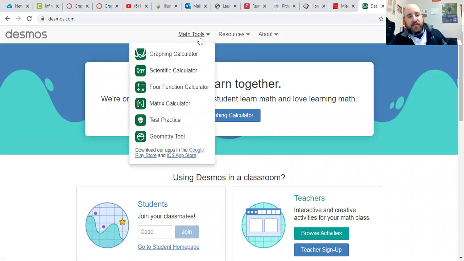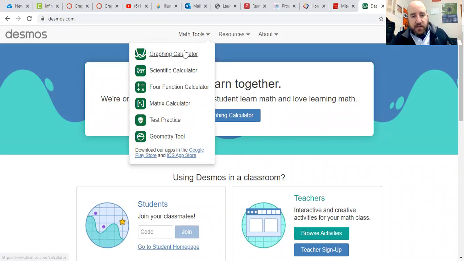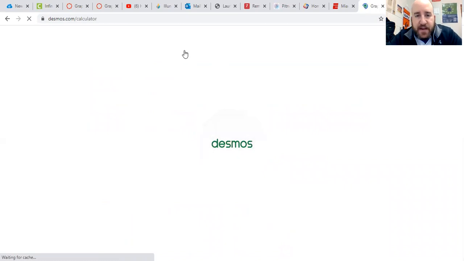I'm going to show the math tools for a reason. If y'all see the symbol by that, you can actually download Desmos onto your phone. It's an app, right? Same symbol right there, if y'all can see it in the corner. So you can download it on your phone as well. But let's get into the graphing calculator.